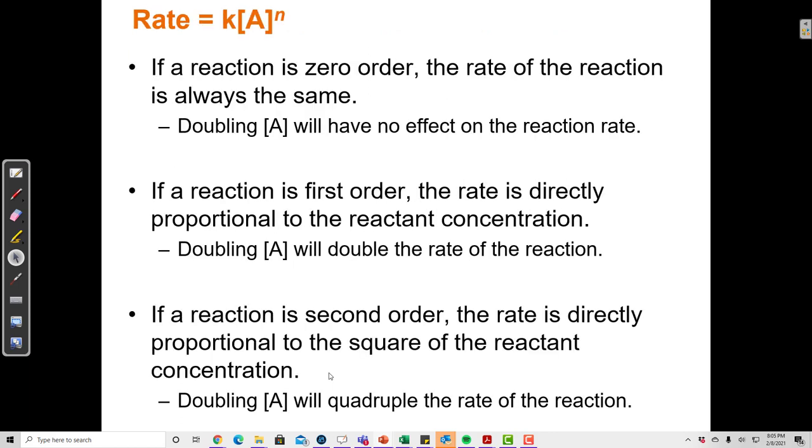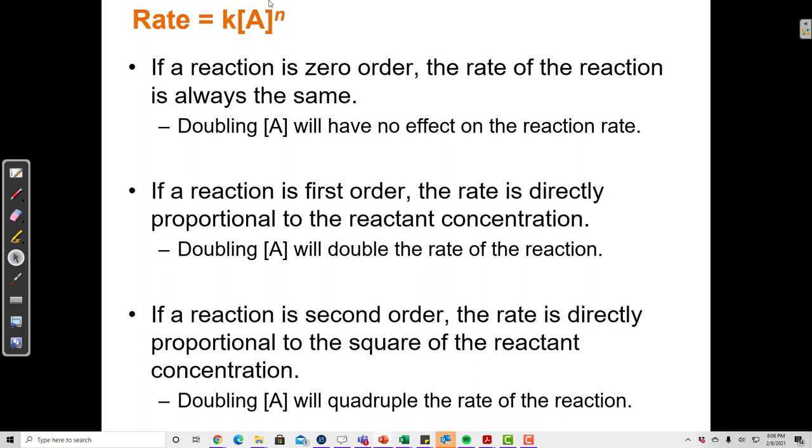If a reaction is zero order, so that means little n is equal to zero, then the rate of the reaction is always the same. So if I'm wondering what is the order of this reaction, the idea is that if I change the concentration of A, I'm going to change the rate, because like we just said, if I have more reactant particles, they're going to bump into each other more often. So that assumption is only true if the order of the reaction is 1 or 2 or greater.